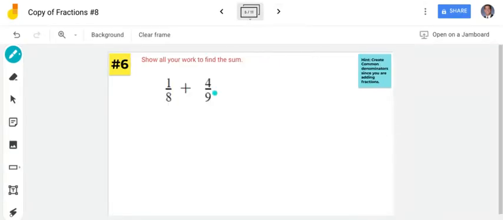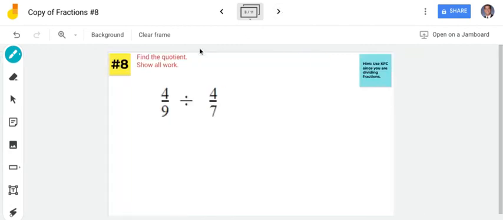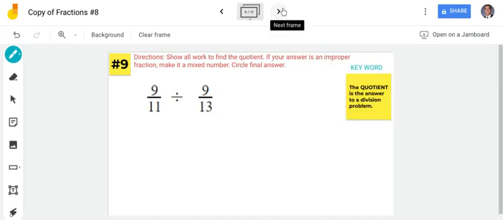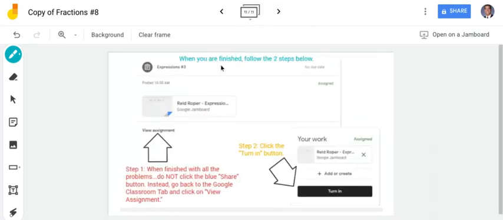The remaining problems in number 6, you're adding fractions. You're finding the sum, which is the answer to an addition problem. And so I have a hint over here that you need a common denominator when adding fractions. Number 7, you're subtracting mixed numbers. So again, get a common denominator. Number 8, find the quotient. Remember, the quotient is the answer to a division problem. And so because you're dividing fractions, you would need to use KFC. Number 9, dividing fractions. Quotient is the answer to division problem, so use KFC. Number 10, dividing fractions. And then frame 11 tells you how to turn it in.